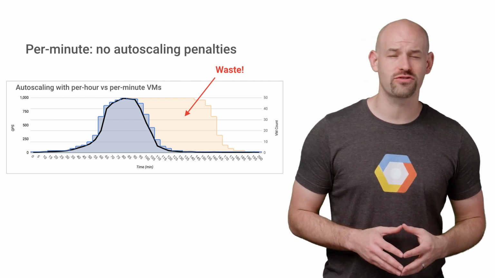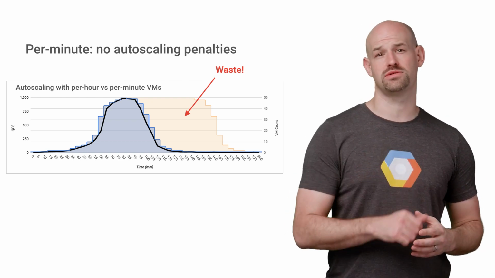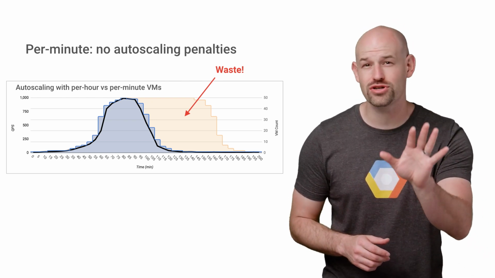A little over a year after we launched this feature, over 20% of all Compute Engine workloads are using custom machine types, and customers are saving an average of 19% from this feature alone.